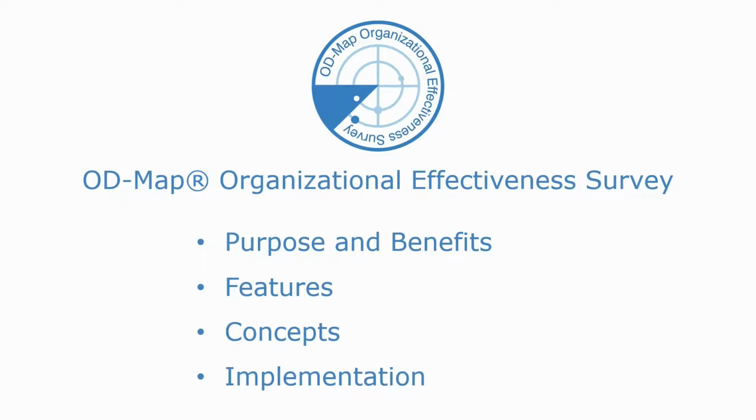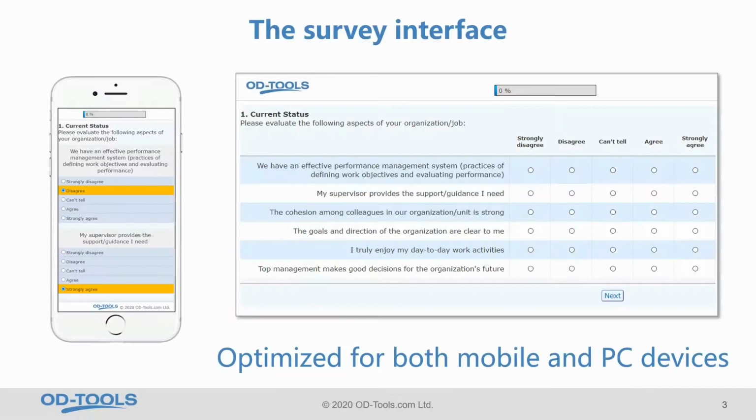In this talk, I'm going to introduce the ODMAP Organizational Effectiveness Survey. The survey consists of 30 Likert-type items about the current status of the organization. It has 8 questions about what would improve performance and 12 items about what would improve job satisfaction. The survey also supports adding customized questions, and as you can see, the interface supports both mobile and PC devices. Completing the survey takes around 10, at max 15 minutes.